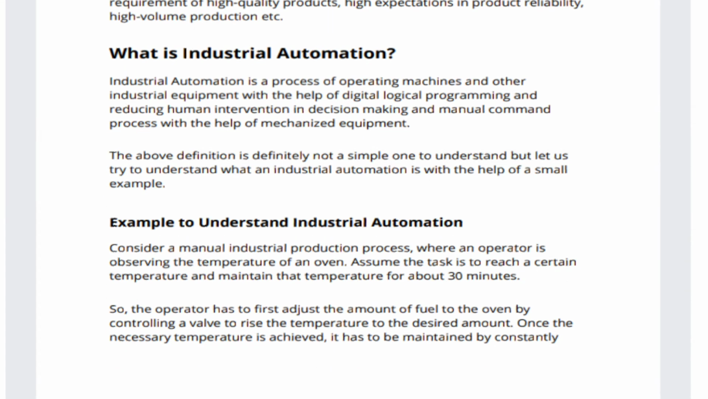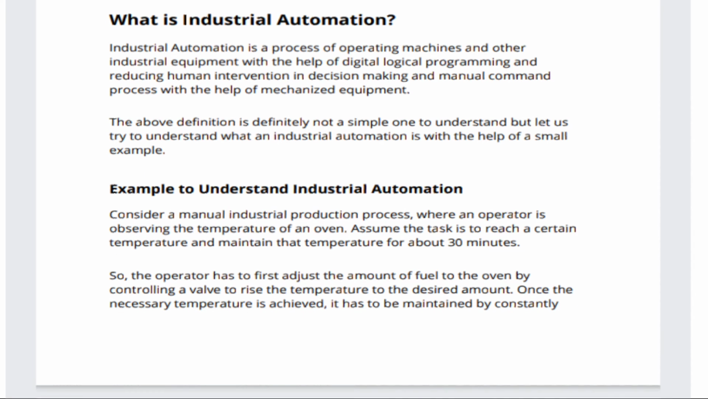Consider a manual industrial production process where an operator is observing the temperature of an oven. Assume the task is to reach a certain temperature and maintain the temperature for about 30 minutes. So, the operator has to first adjust the amount of fuel to the oven by controlling a valve to raise the temperature to the desired amount. Once the necessary temperature is achieved, it has to be maintained constantly.